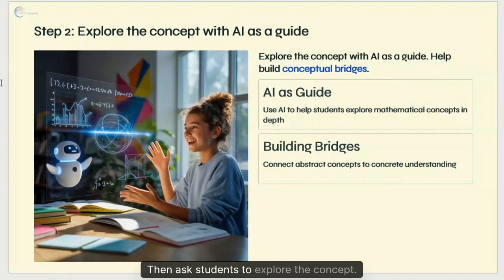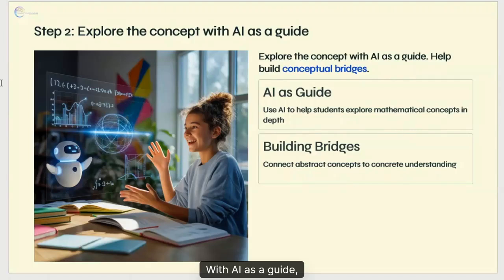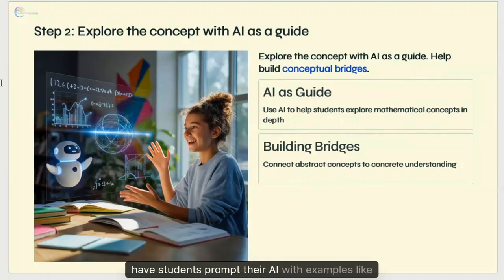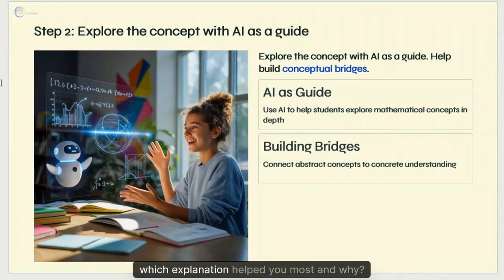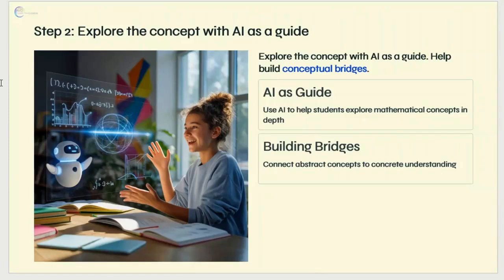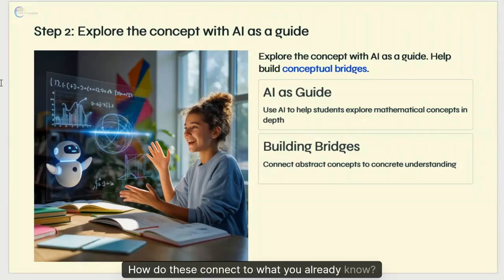Then ask students to explore the concept with AI as a guide. Have students prompt their AI with examples like, "explain the concept of slope like I'm in the fifth grade. What's a real world situation that uses the Pythagorean theorem? Give me 3 different ways to understand standard deviation." Then ask the students, which explanation helped you most and why? What's still unclear? How do these connect to what you already know? They are not just receiving answers, they're building conceptual bridges.